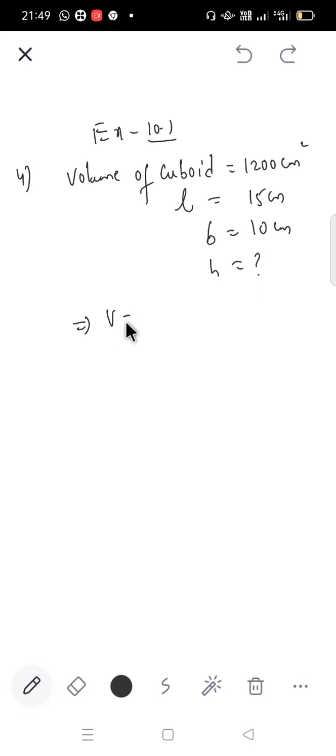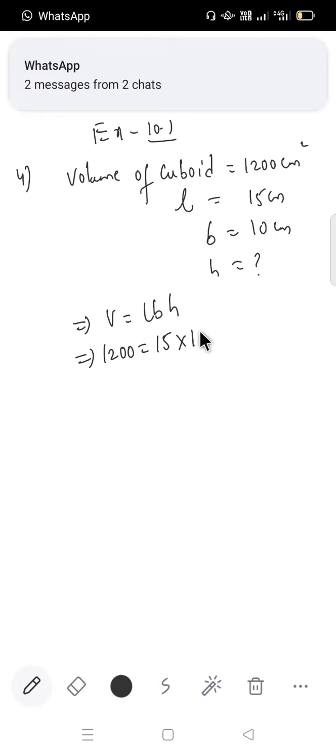Because we already know volume is nothing but LBH. In that, they already gave V is equal to 1200. That means in place of V you should substitute 1200. L they have given 15, B they have given 10, H you need to find out.